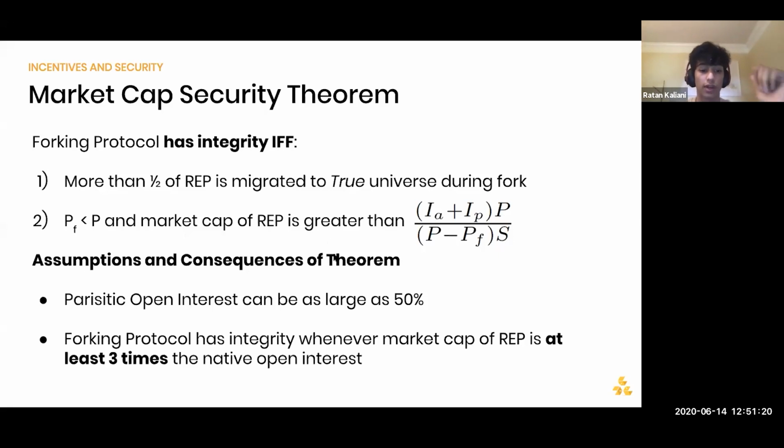But yeah, so essentially whenever the market cap of reputation is 3 times the native open interest, that's when we see integrity in the forking protocol. And what we see is that Augur drives this towards at least 5 times to provide a buffer on the platform. So they adjust the native open interest either by buying or selling reputation, lowering the reporting fees and the prices in accordance to maintain that 5 times, to maintain integrity on the forking protocol, as the possibility of a fork is what disincentivizes attackers on the platform.